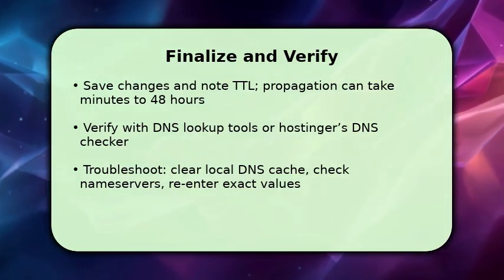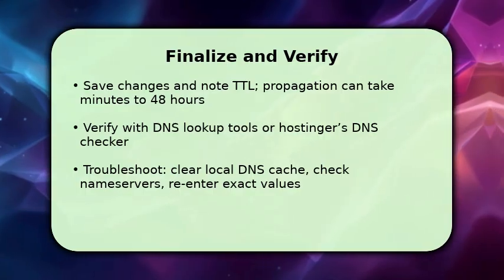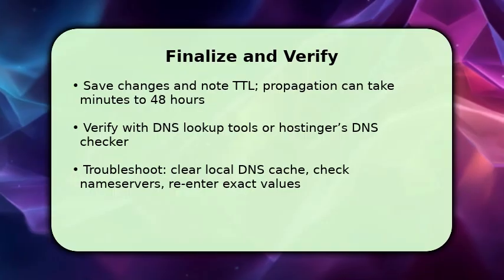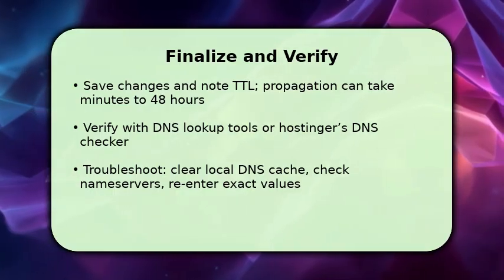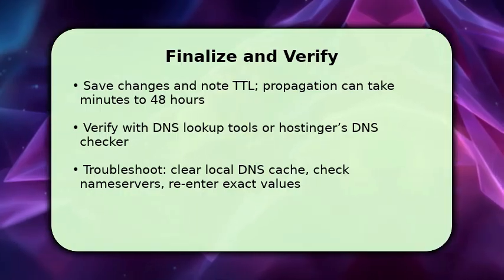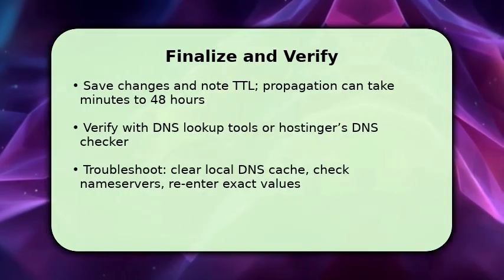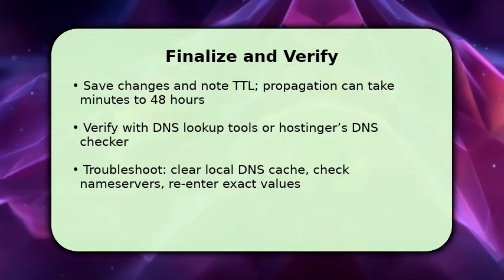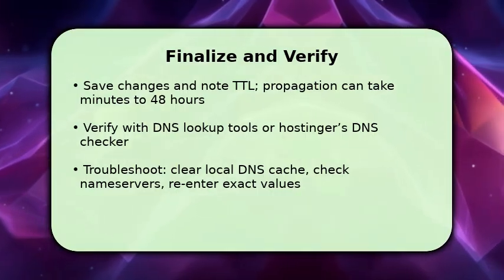Verify records with a DNS lookup or Hostinger's built-in checker to confirm values are visible globally. If something fails, clear your local DNS cache and retry, confirm the domain uses Hostinger name servers, and double-check you entered exact host names, IPs, and priorities. If propagation stalls, reducing TTL for future changes speeds testing.